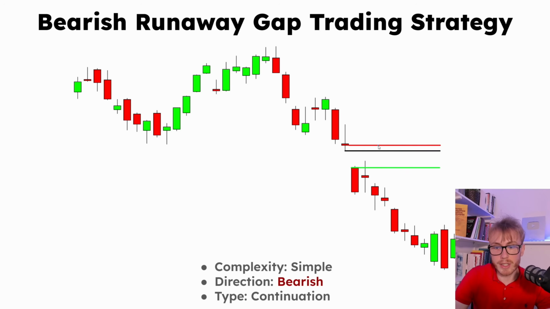For your target, you can use a risk to reward ratio, so you can measure from the stop loss to the entry point. You take this measurement, and a 2-to-1 target would give us a target down here, while a 3-to-1 would give us a target all the way down here.